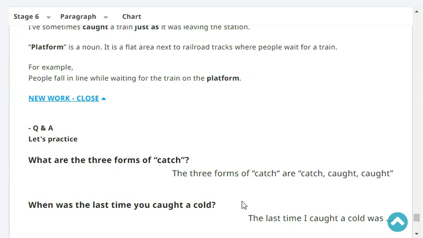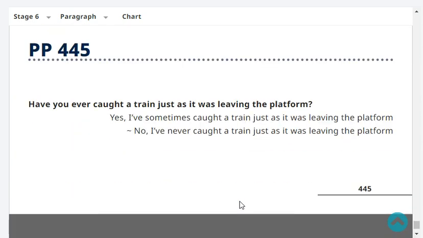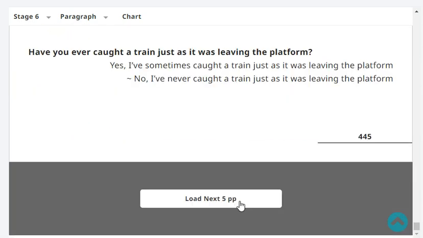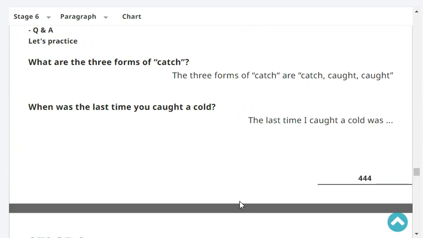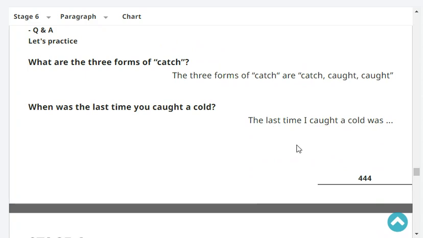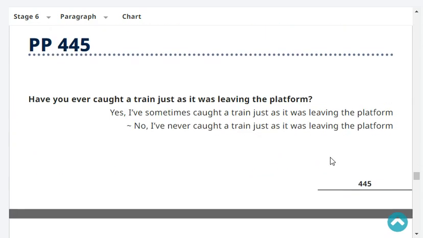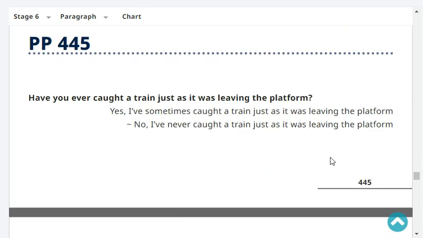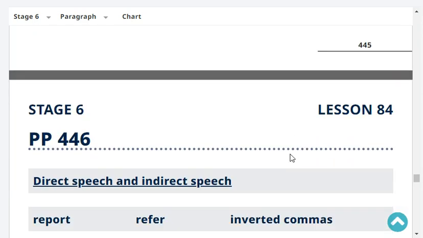Let's practice. What are the three forms of catch? The three forms of catch are catch, caught, caught. When was the last time you caught a cold? The last time I caught a cold was last month. Very good. Have you ever caught a train just as it was leaving the platform?